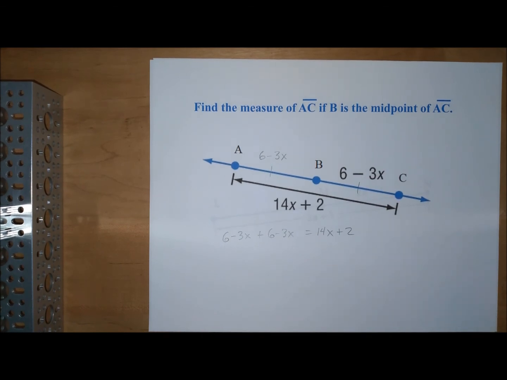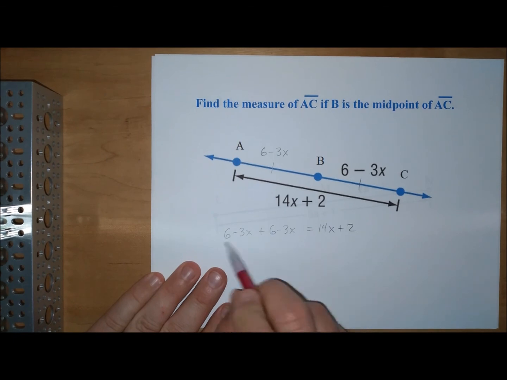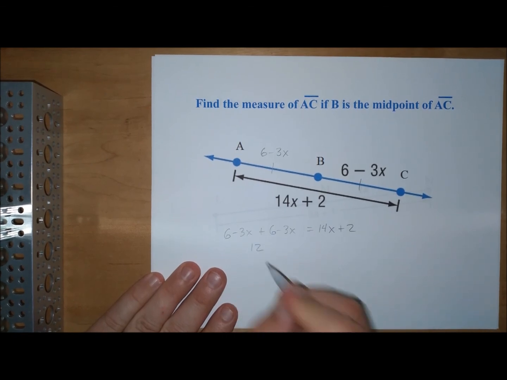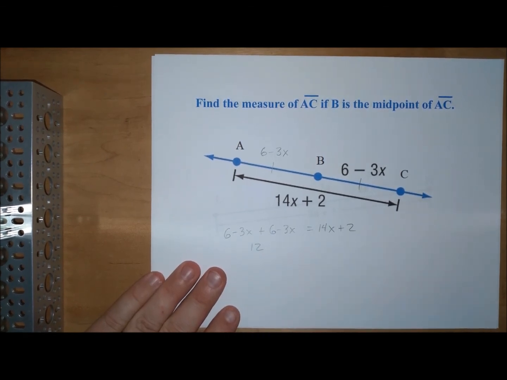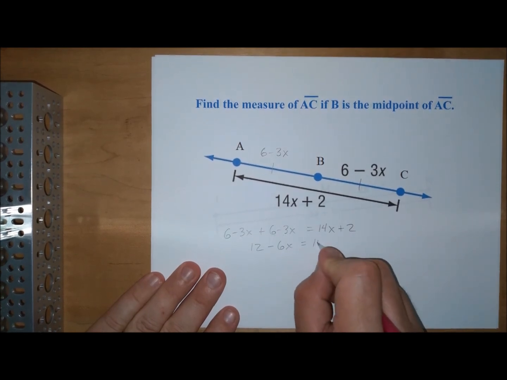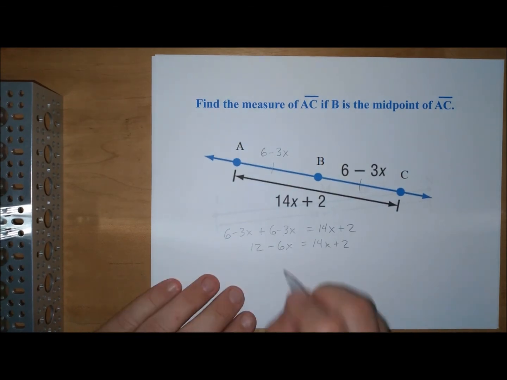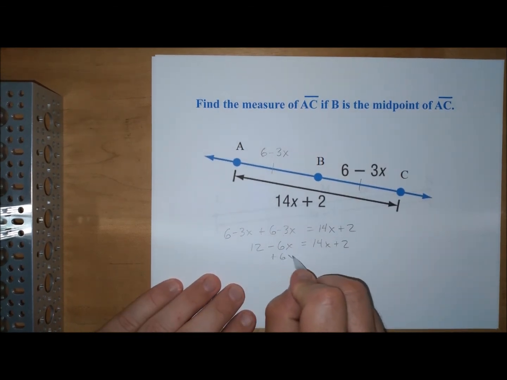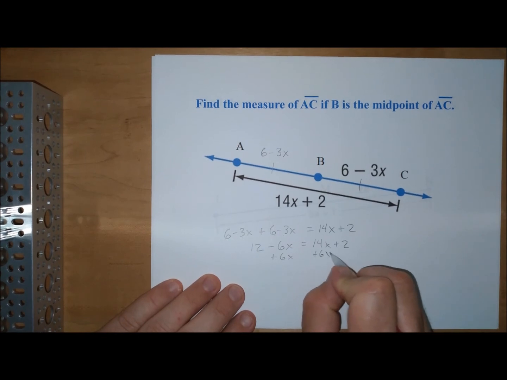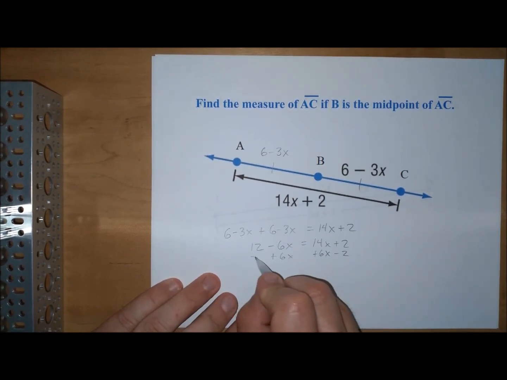It's only one variable in there. Shall we combine like terms here? I'd like these 6s to come together. 6 plus 6 is 12. Negative 3x and negative 3x combine to give me negative 6x equals 14x plus 2. Okay. And to solve for x, I think I'm going to go ahead and add 6x to both sides, while I'm also subtracting 2 from both sides.